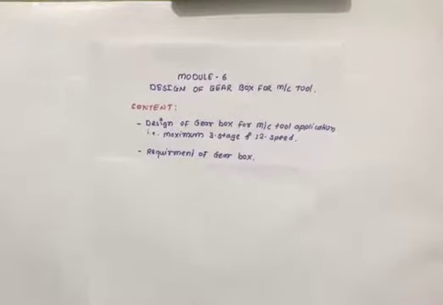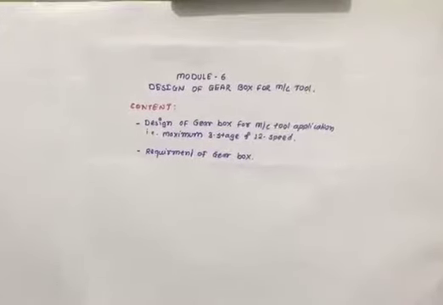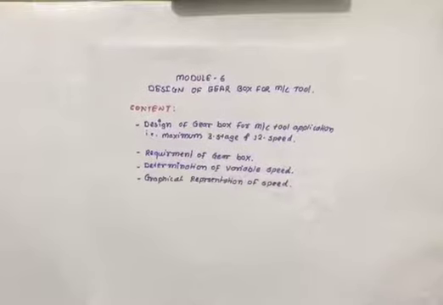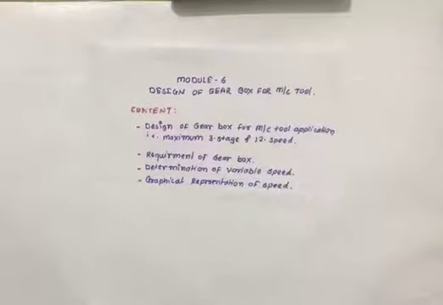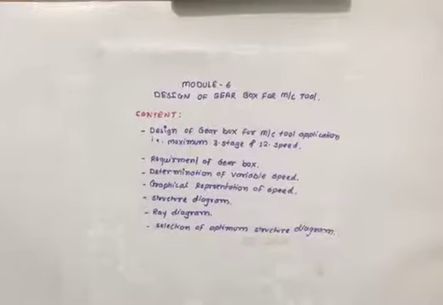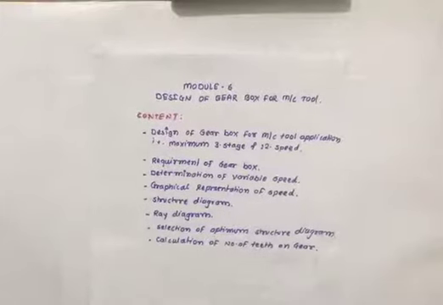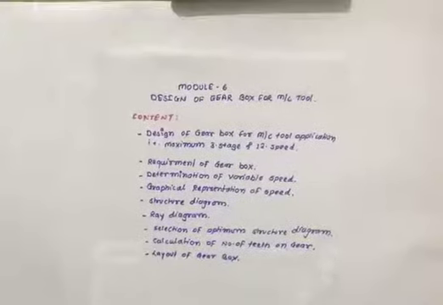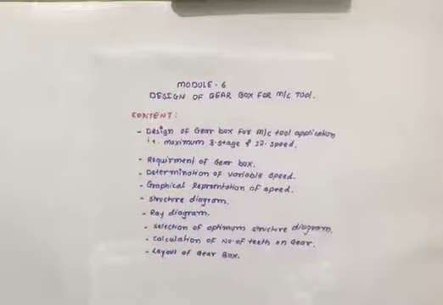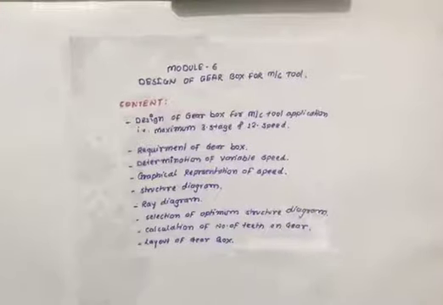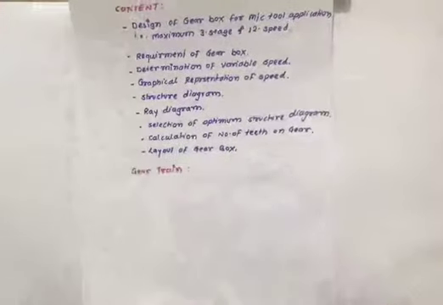Now next we'll see the requirement of gearbox, that is determination of variable speed, graphical representation of speeds, structure diagrams, array diagrams, selection of optimum structure diagram, calculation of number of teeth on each gear, layout of gearbox. These are the contents. Now we'll see the gear trains.